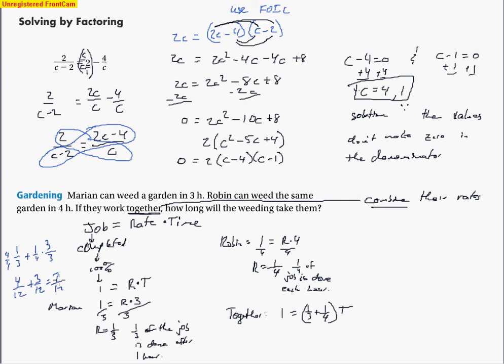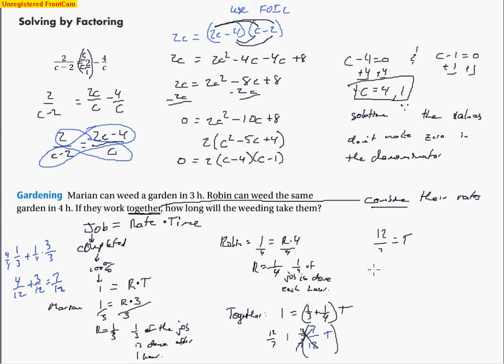So they get 7 parts of the job done out of 12 parts every hour. And so that's what their rate is. So 7 parts out of 12 parts each hour. So multiplying by time equals 1. Well, to solve for time, I'm just going to multiply by the reciprocal. So I'm going to multiply by 12 over 7. And that's going to cancel out the 12s and the 7, do the same thing on this side, and we've got the answer. 12 sevenths equals the time.